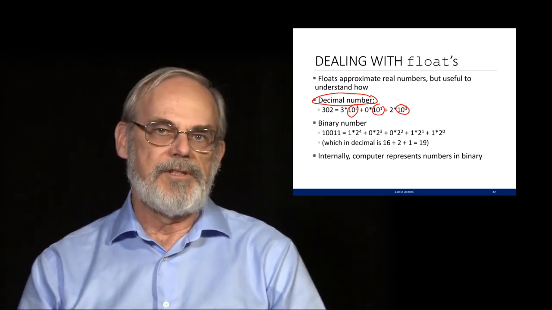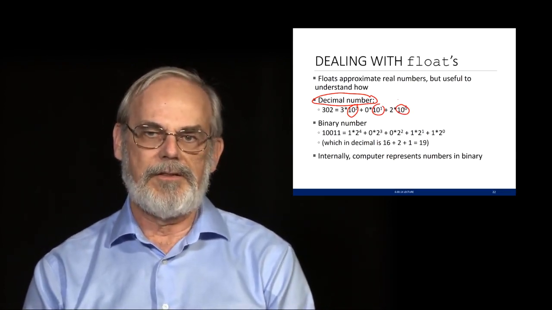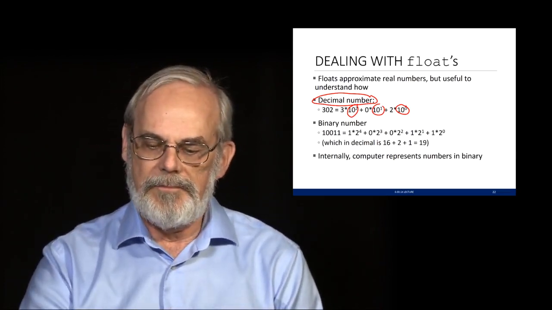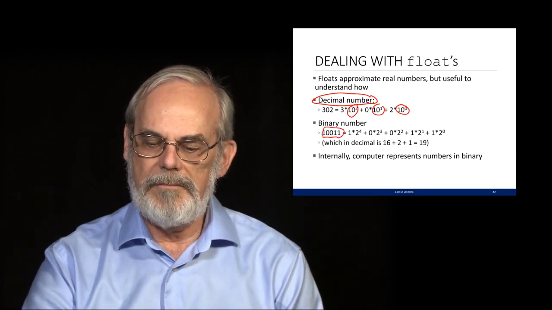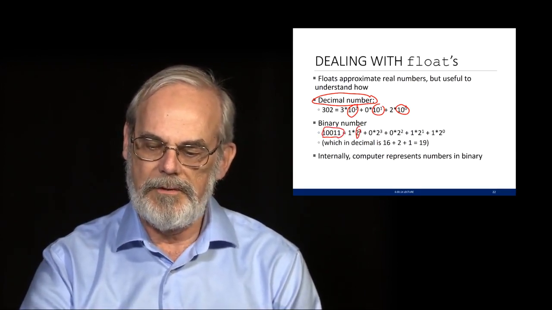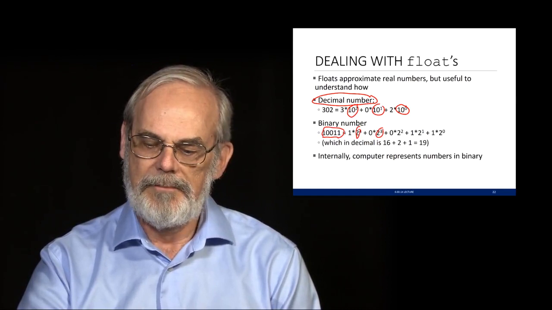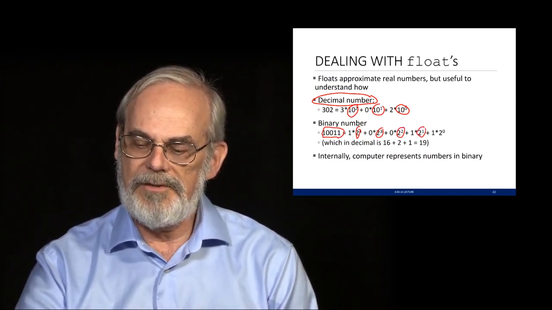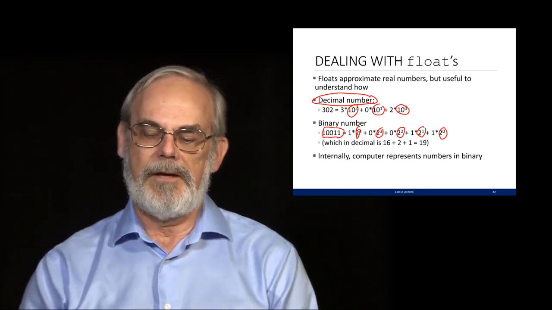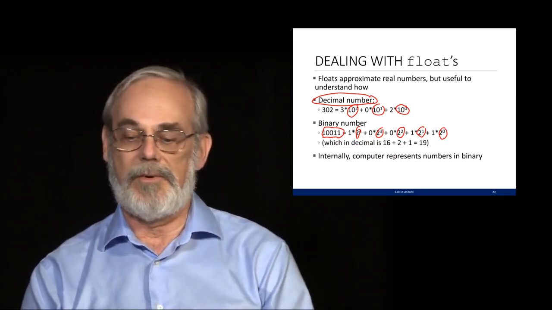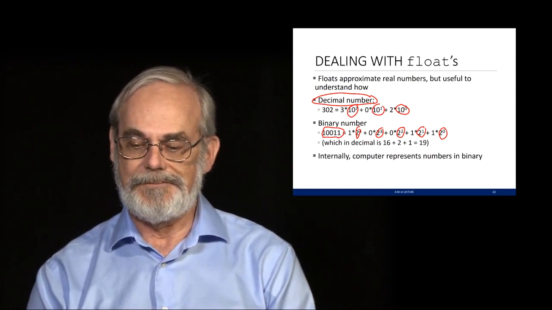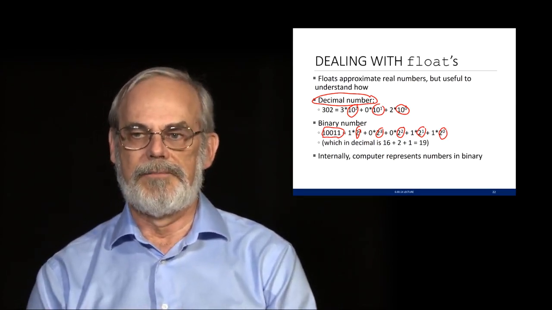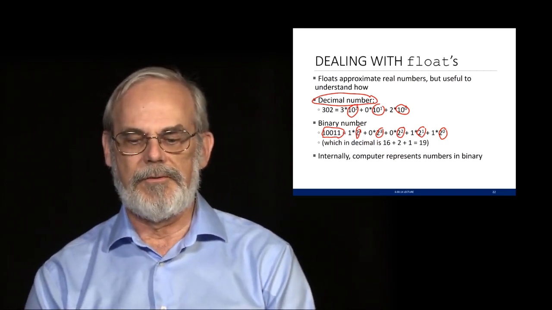Binary numbers, which is how the computer stores things, are actually represented the same way, but now in terms of powers of 2. So the number 10011 in binary is 1 times 2 to the 4th plus 0 times 2 cubed plus 0 times 2 squared plus 1 times 2 to the 1 plus 1 times 2 to the 0. Okay, which is actually 16 plus 2 plus 1, or 19, in decimal notation. Internally, the computer represents every number in binary, whether it's an integer or it's a float.